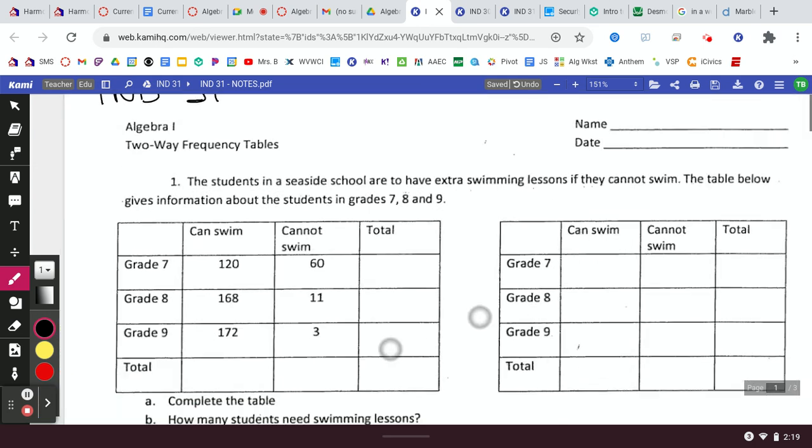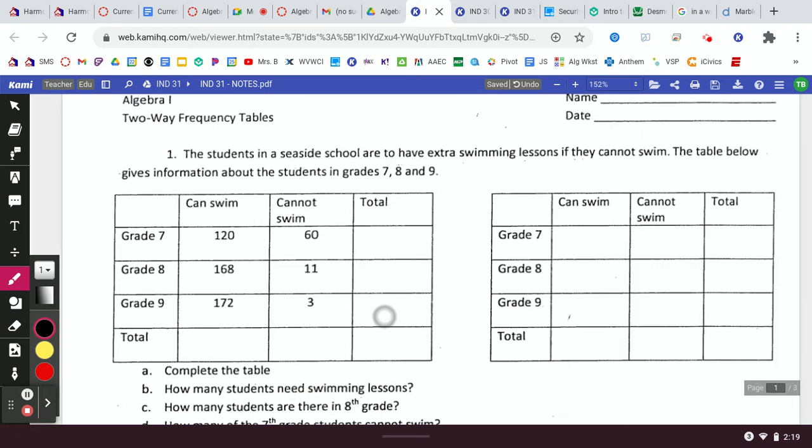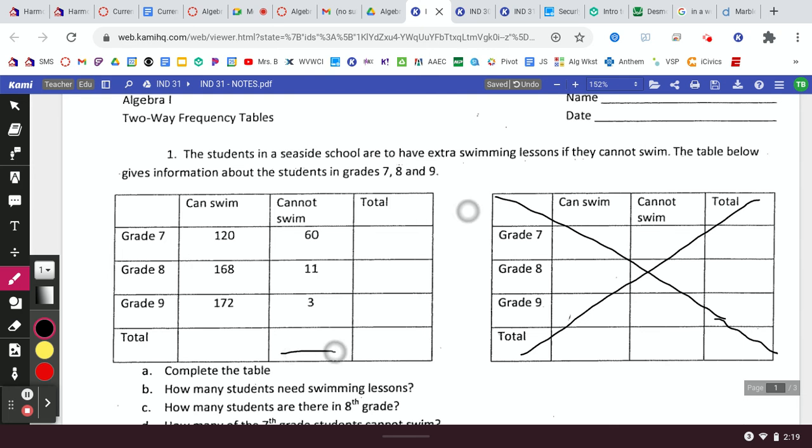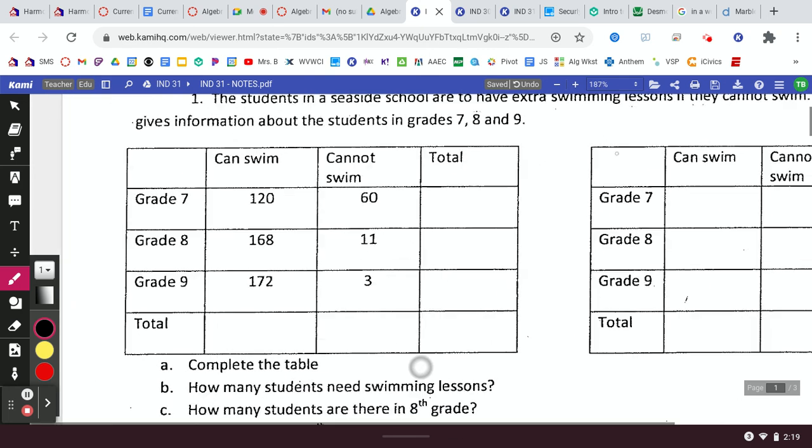So the first thing that a lot of you did already for me is we're not gonna mess with this table right here. So for right now, you can just put an X through that table. We're not gonna mess with that. I had told you guys that while you were waiting on me to get going, I wanted you to fill out this table with the empty spots.